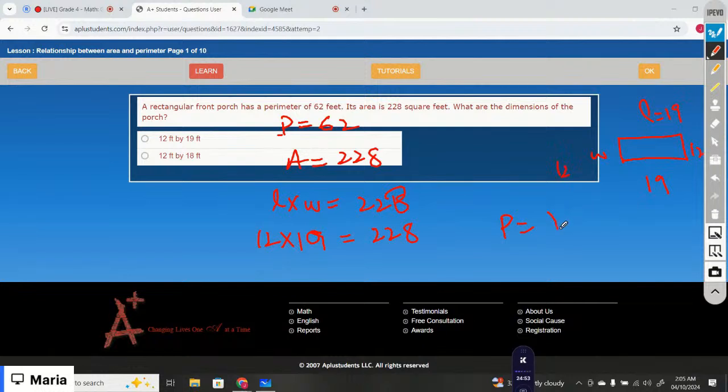Just add 19 plus 19 plus 12 plus 12. Let's see if they make 62. Yes, they make 62. So that means the correct option is option number 1, that is 12 times 19 are the dimensions of the porch. Got it, everyone? If you have any question, any confusion with the one I just did, you can please ask. I will explain again if you have any.